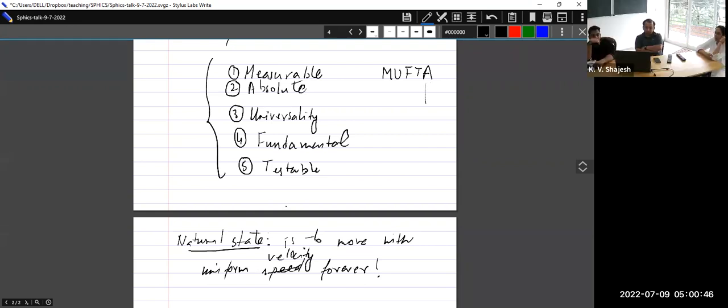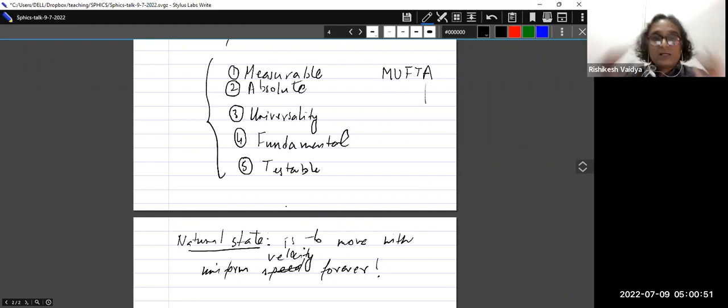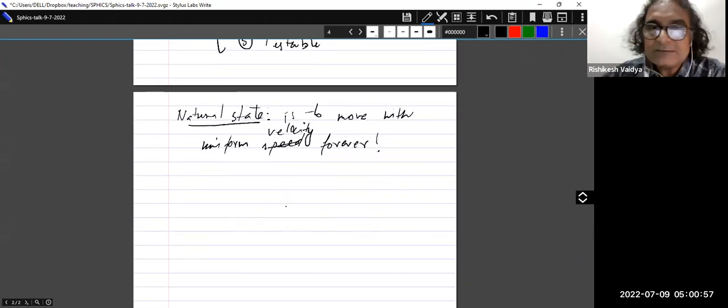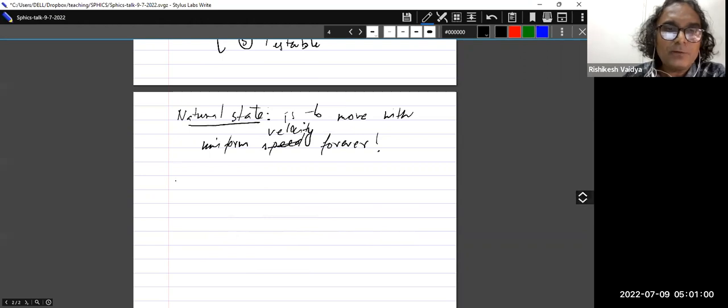Well, we'll come back to this, Rishi, again. Yeah, let's continue. So the point is that the natural state is to move forever, and from here, the second law.